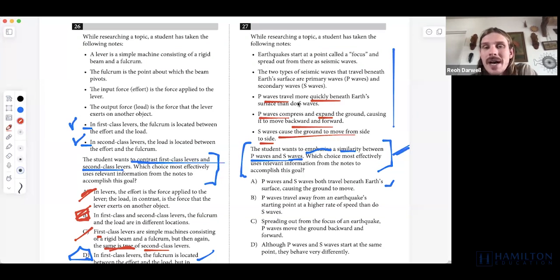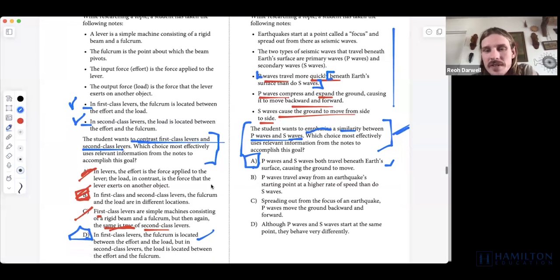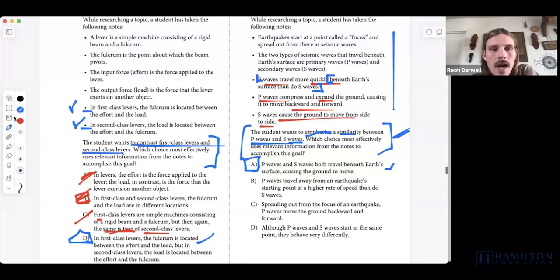So these are all differences, okay? But what's something that they both do? They both travel beneath the Earth's surface, all right? That is inferred, that is implied. It isn't a note, but it is logical to see that, right? And they both cause the ground to move. While one is forward and backwards and one is side to side, they both move. That's why A is correct, okay? That encapsulates everything we can infer about similarities from 27. We want to stick to safe inferences, right?